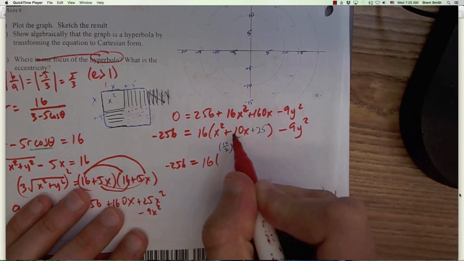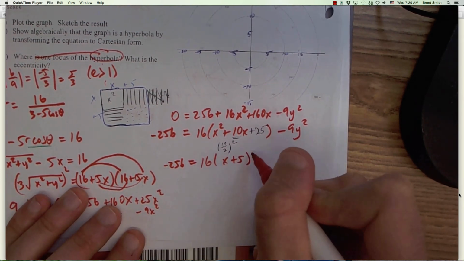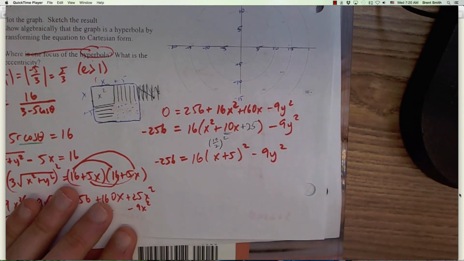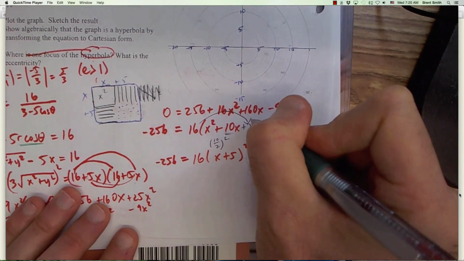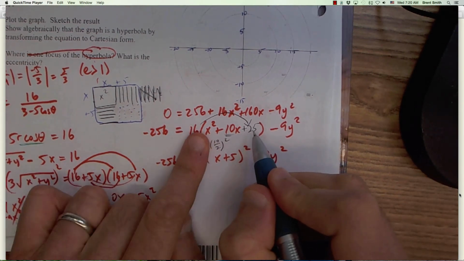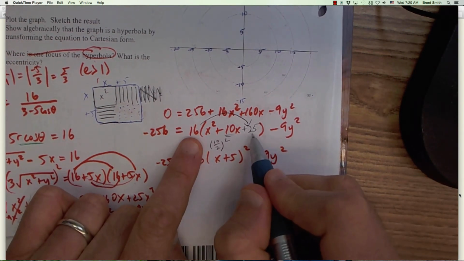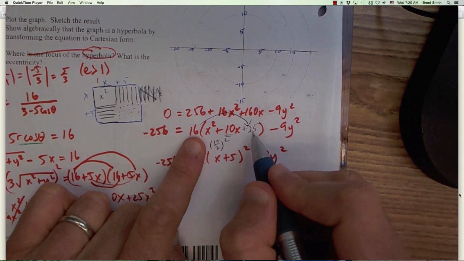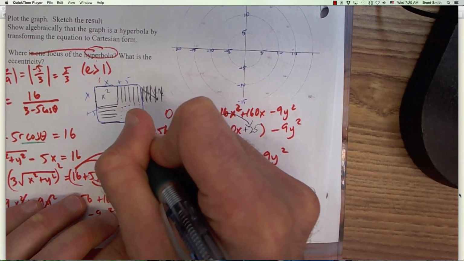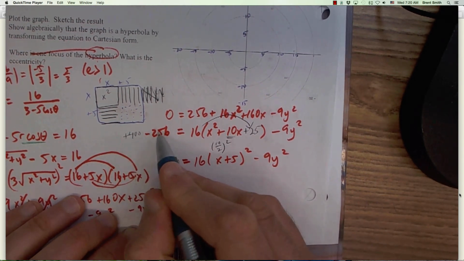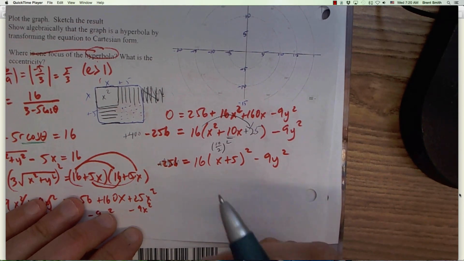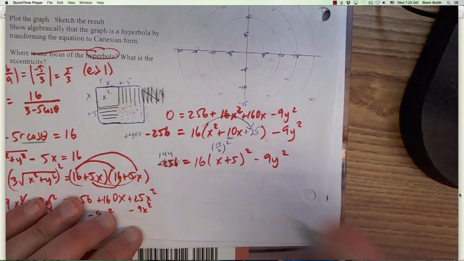So 16 times, factor this, this is x plus 5 squared minus 9y squared. And I totally forgot, just like I warned you not to do, to add this to both sides. I didn't add 25. I actually added 16 times 25. 16 times 25, let's see, that's 250, and 6 times 25 is 150. 250 plus 150 is 400. So this is not negative 256. It's 400 minus 256. So 400 minus 256 is 144.